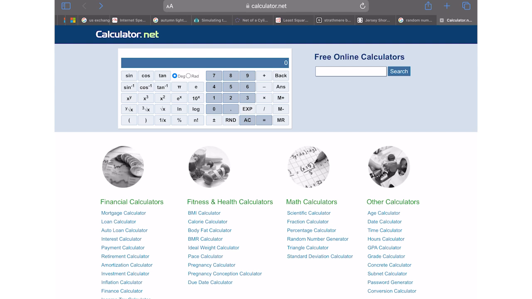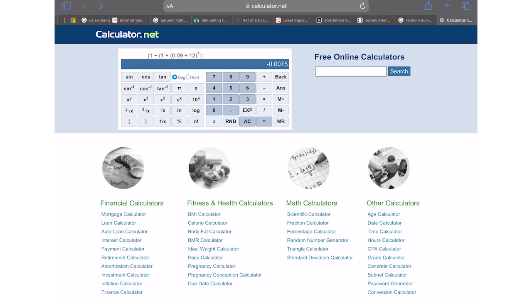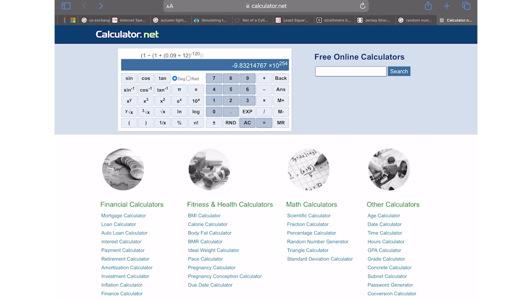So I would do parentheses, 1 minus, and then I've got parentheses again, 1, this time plus, and anytime you have a fraction, again, put it in parentheses, 0.09 divided by 12. Okay, close your parentheses there, and then it's to a power. So you're going to hit the X to the Y button. And then my power is, you can either type in negative 12 times 10, or you can just do 120 and it's negative. So you're going to hit the plus minus button, and then that should give you the answer there.